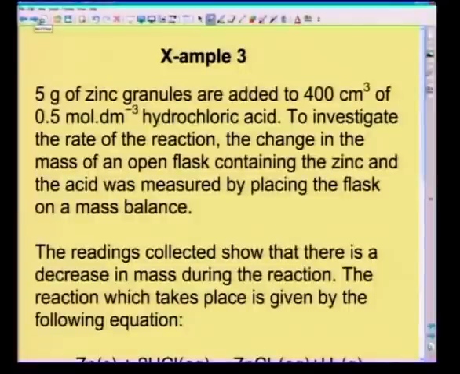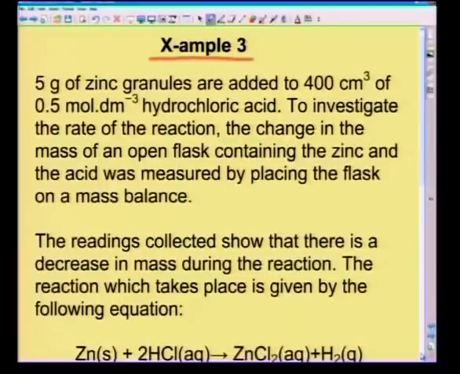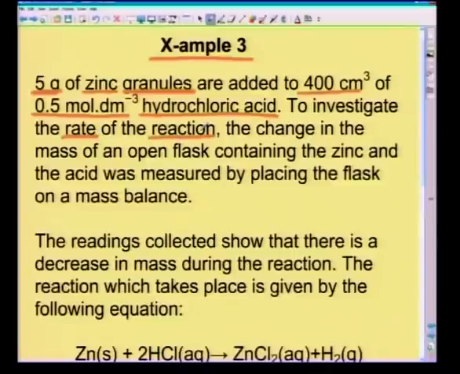Let's come to example 3. Now you listen carefully here. 5 grams of zinc granules, mark that word, are added to 400 cubic centimeters of a 0.5 mole per cubic decimeter hydrochloric acid. So this is your concentration, number of moles per unit volume, mole per cubic decimeter. To investigate the rate of the reaction, the change in the mass of an open flask containing the zinc granules and the acid, in other words your reacting mixture, was measured.